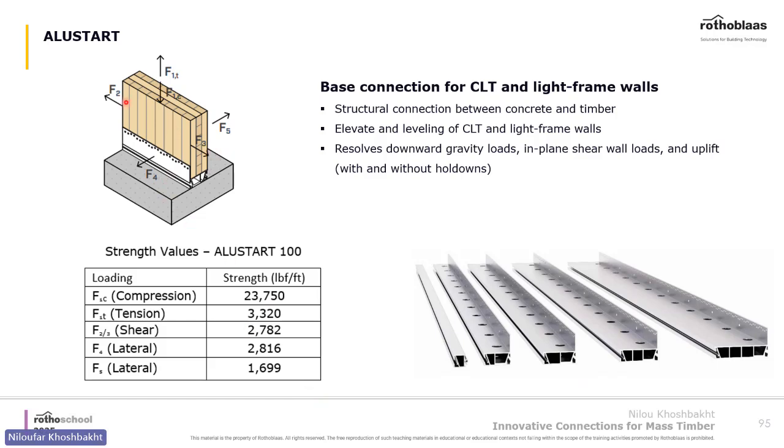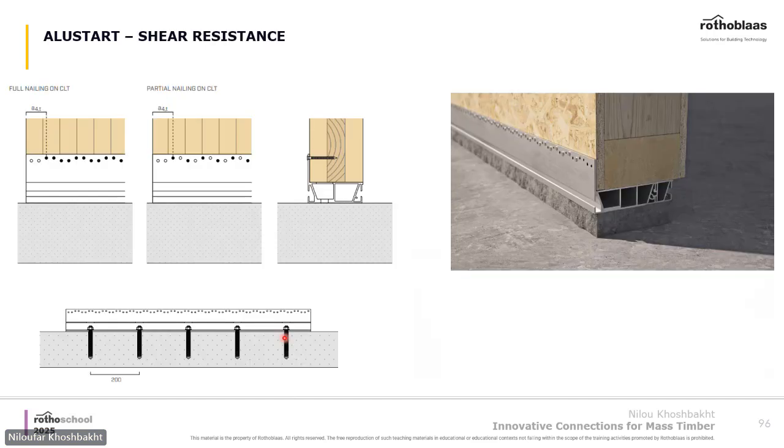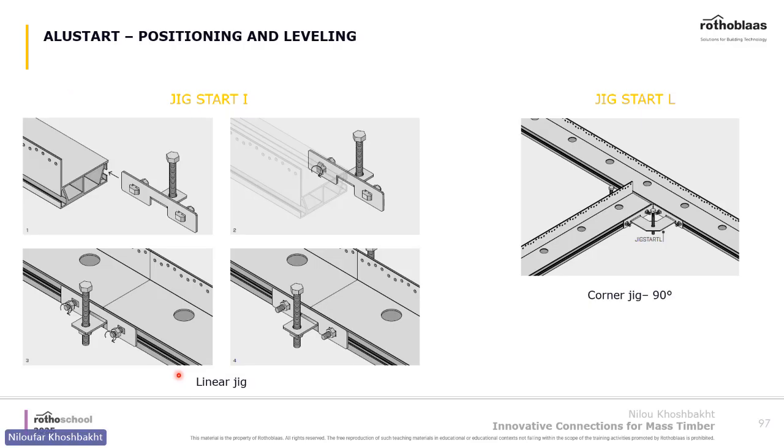In F4, F5, and the like, shear capacity would be around 2,700 pounds per foot. This is another picture of AluStart. As you see, you can use different patterns to get different capacities. So we use nails on the timber side, and on the concrete side, any concrete anchor can be used. And for the alignment of the AluStart, we have the jigs, and also 90-degree jigs.